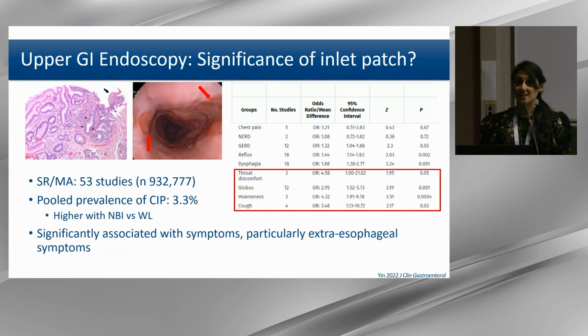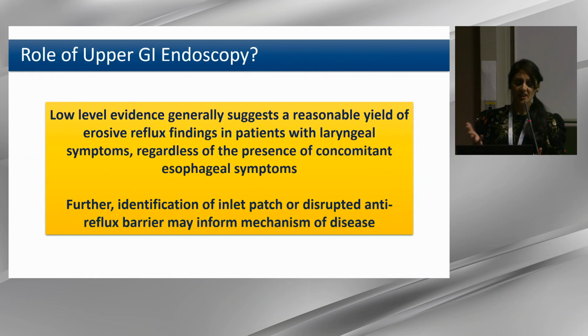It's still a controversial topic. Should we be ablating these when we find them? How does it tie into mechanism and pathophysiology? But there's something there. So I'd say for upper endoscopy, we don't have high quality evidence, but there is some data to suggest that there is a reasonable diagnostic yield, probably in patients that have laryngeal symptoms with or without the typical esophageal symptoms. And if we find an inlet patch or see a hiatal hernia, it gives us some information about the mechanism of their symptoms.